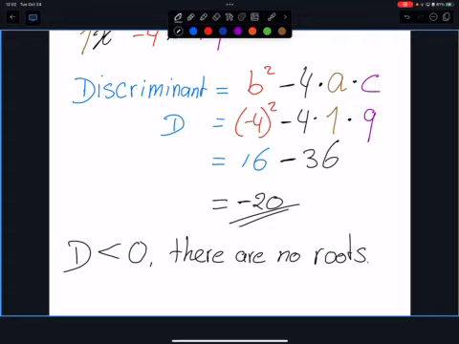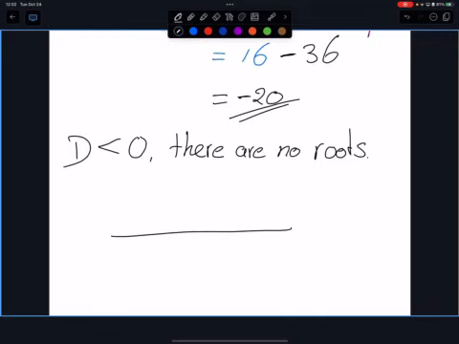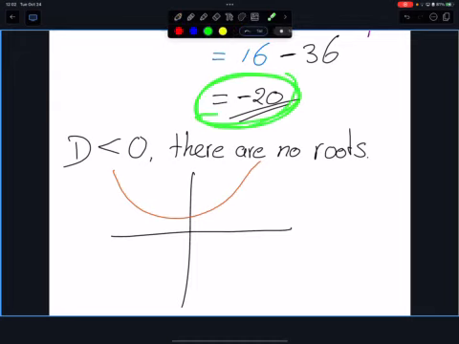What does this mean, there are no roots? That means this specific quadratic equation does not pass through the x-axis. So you have a quadratic equation and it does this. It does not reach the x-axis. It has no roots. It doesn't intersect with the x-axis when the discriminant is below 0. That's the first case.